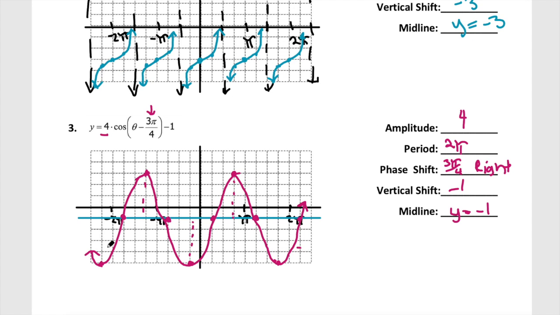And that is our transformed trigonometric function after it's been multiplied by 4 and shifted 3 pi over 4 units to the right and 1 unit down.